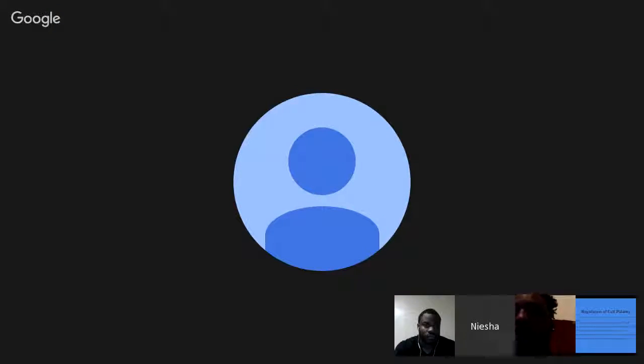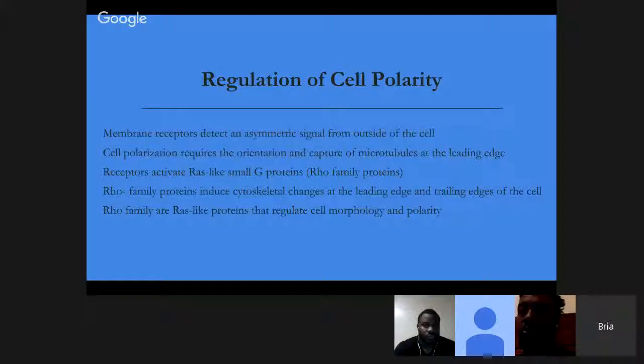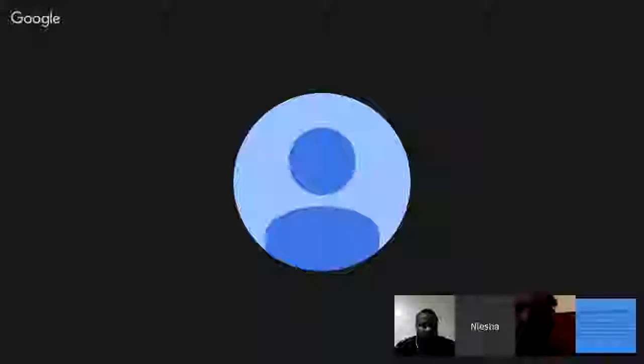In order to regulate cell polarity, membrane receptors must detect an asymmetric signal from outside the cell. Cell polarity requires the orientation and capture of microtubules at the lead edge. Receptors like RAS are small G proteins, such as the Rho family. The Rho family is RAS-like proteins that regulate the morphology and polarity of cells. They're also involved in cytoskeletal changes at the leading edge and at the trail edge.